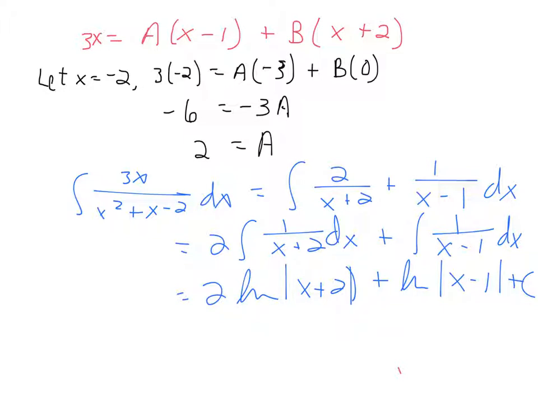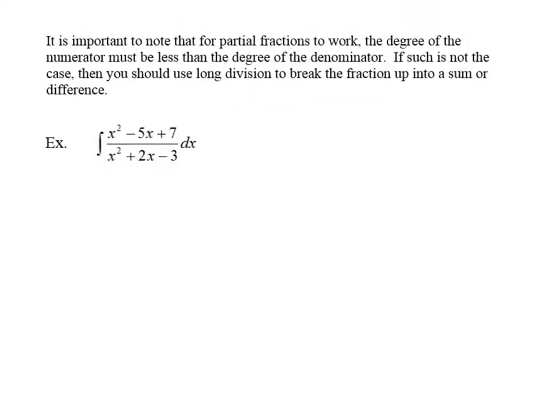I need to show you one more example where the situation is just a little bit different. It turns out that this partial fractions method works as long as the degree of the numerator is less than the degree of the denominator. If that's not the case, then you should first use long division to just break the fraction up into a sum or difference. And you're going to have at least one problem on the homework you do where you have to do this. So you can see with my example here that we have the same degree on both the top and the bottom. So we don't want to mess with partial fractions just yet.